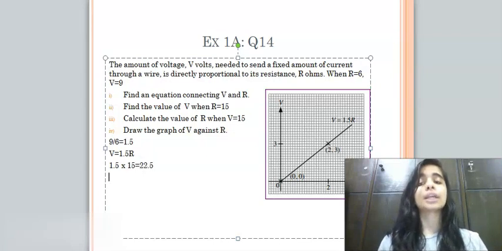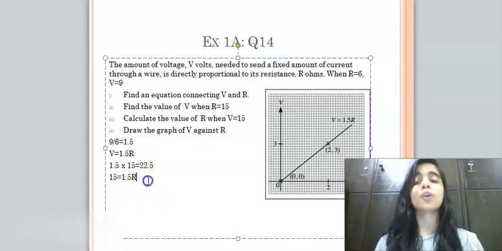Now let's look at part number 3. Calculate the value of R when V is equal to 15. Now the value of voltage is 15. So it will be 15 is equal to 1.5 R. What will we do? We will divide 15 by 1.5. Okay? So we will find the value of R. Now what is 15 divided by 1.5? That is 10. So our resistance will be 10 ohms. The value of R will be 10 ohms.